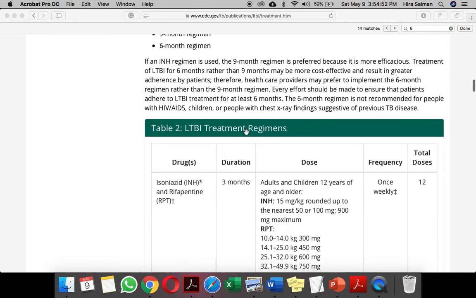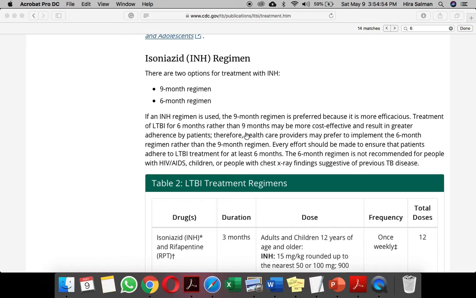And here I can also read this passage for you. It's very important that treatment of latent TB infection for 6 months rather than 9 months may be more cost effective and result in greater adherence by patients. Therefore, healthcare providers may prefer to implement the 6-month regimen rather than the 9-month regimen. So 6 months is preferable on the basis of cost effectiveness. Every effort should be made to ensure the patients adhere to latent TB treatment for at least 6 months.